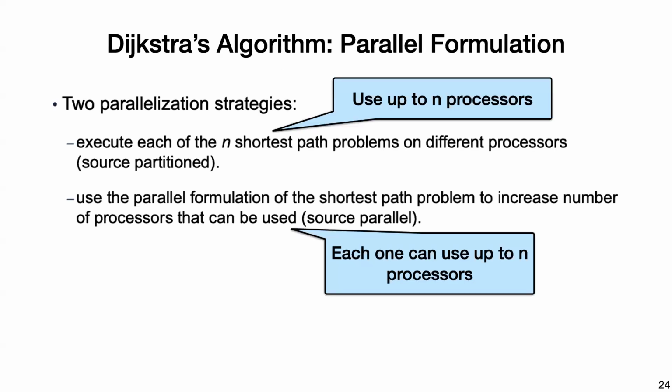One good thing about this formulation is that, in some sense, you get 2 levels of parallelization. Previously, we talked about how to parallelize 1 instance of Dijkstra's algorithm, but now you have n instances of them. So the easiest way to do the parallelization is, suppose you had n processors, you could run each copy of Dijkstra's on a different processor.